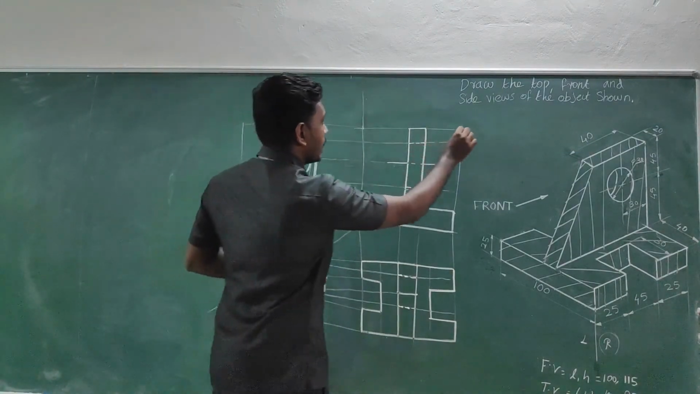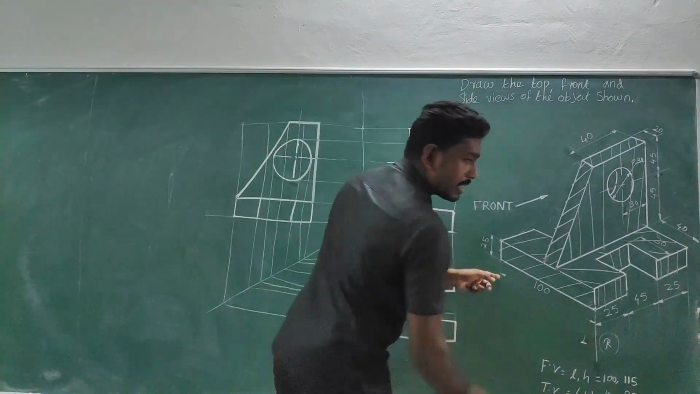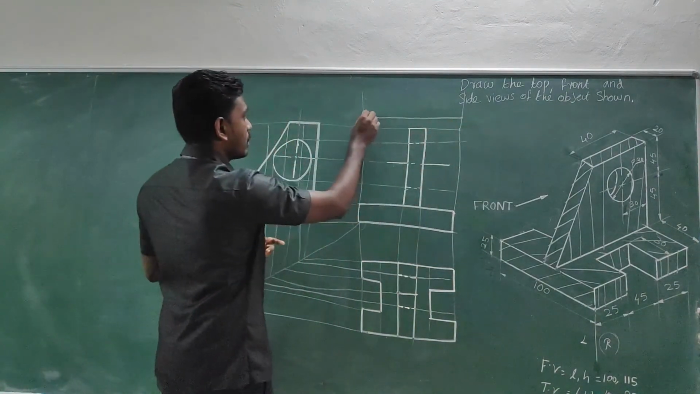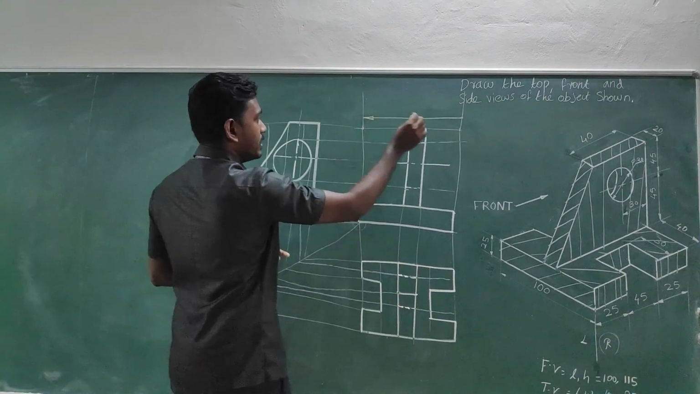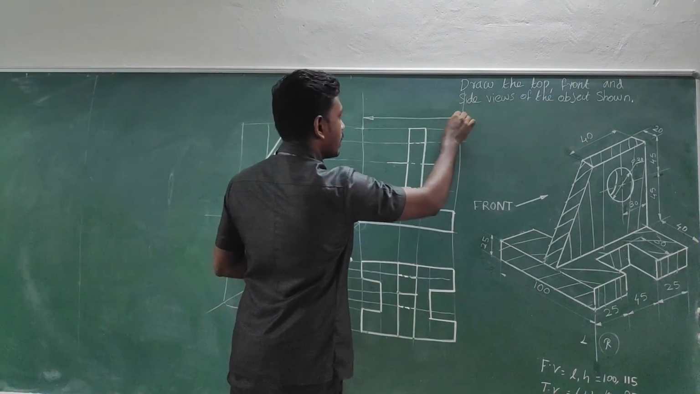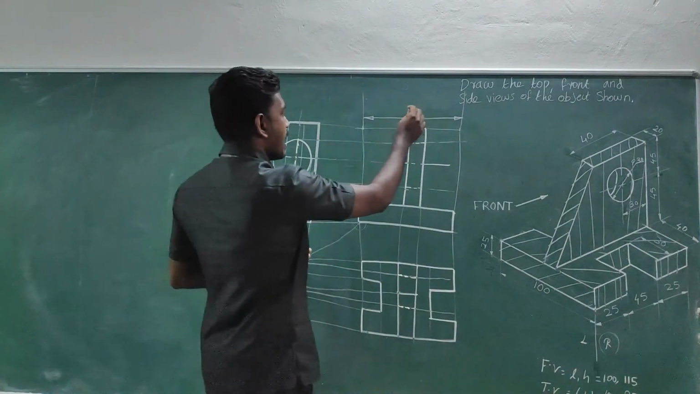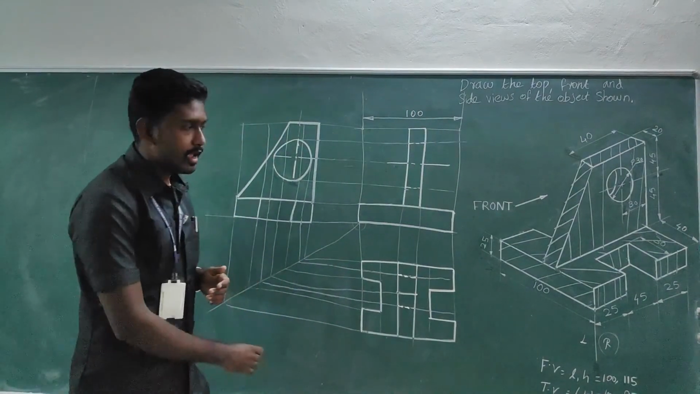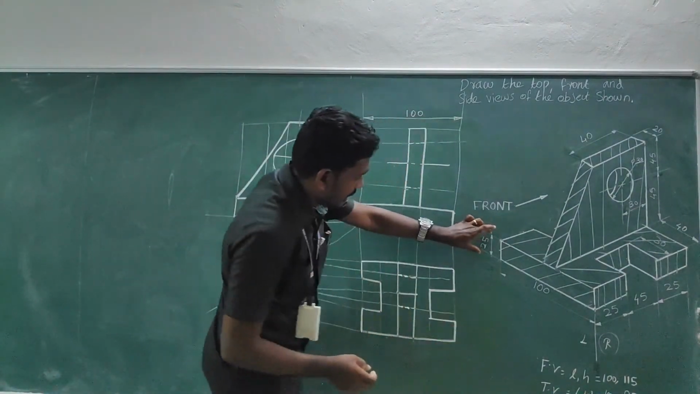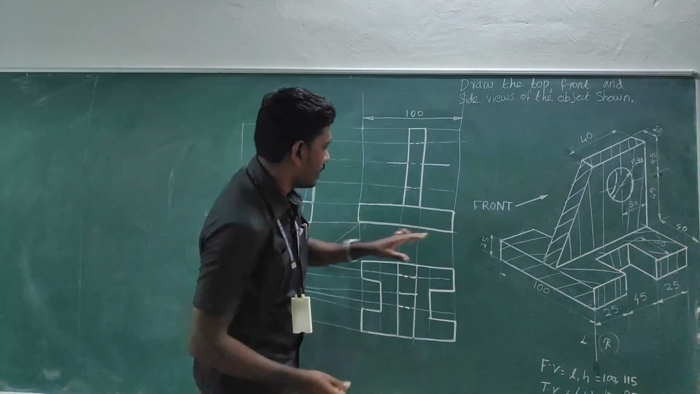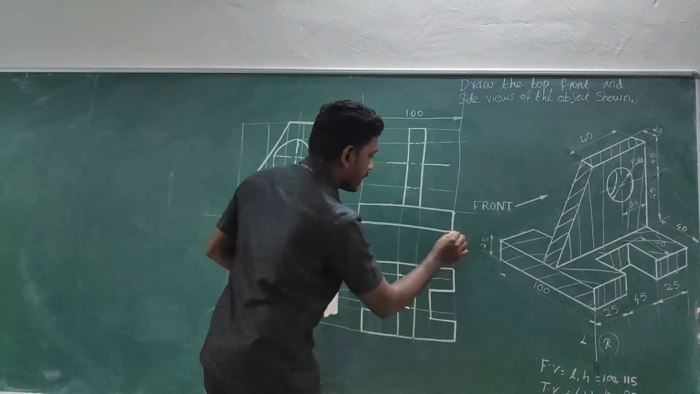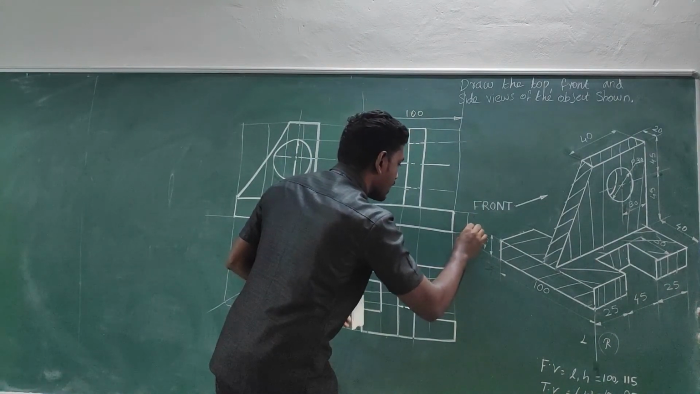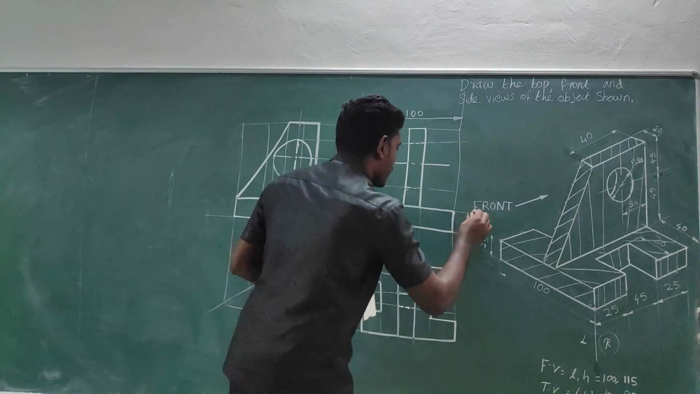So here we can take the length of the object, which is given as 100. So take the length, for which we can take a line from each end and go for a dimension line with arrows at both ends and write above the line as 100. Okay, and in the front view we can see the thickness of the base, which is 25. So at the side we can take a line and mark above the dimension line as 25.